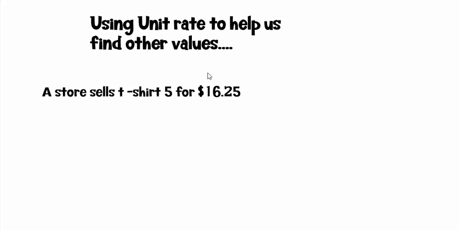All right, let's look and see how we can make unit rate help us find other values. So for example, if I have this question here, let's say a t-shirt company sells t-shirts, 5 for $16.25, but I want to buy 7 t-shirts. So how I would do that is I first need to find unit rate. So $16.25 divided by the 5 shirts, because I want to know how much one shirt costs.